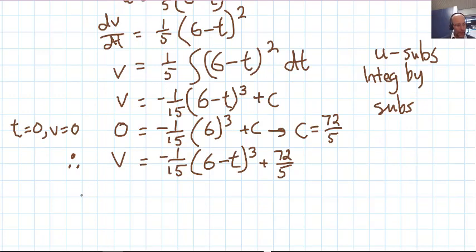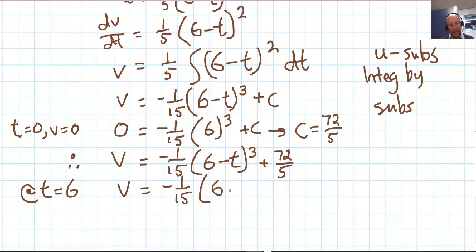So we were asked at t equals 6 to find the velocity, so we sub in t equals 6, and interestingly enough, we get 6 minus 6 there, which is 0. So all of that first term comes out as 0. So that means velocity is 72 over 5 meters per second.